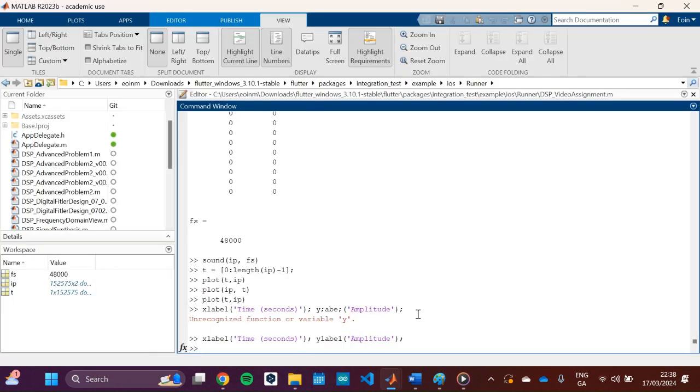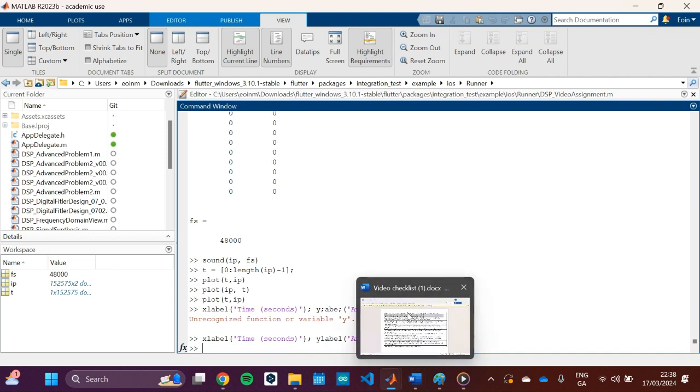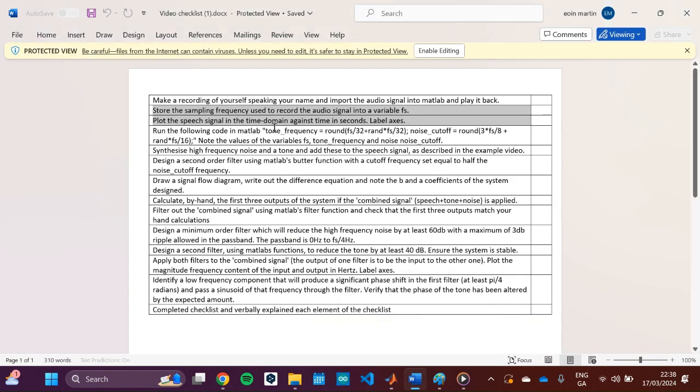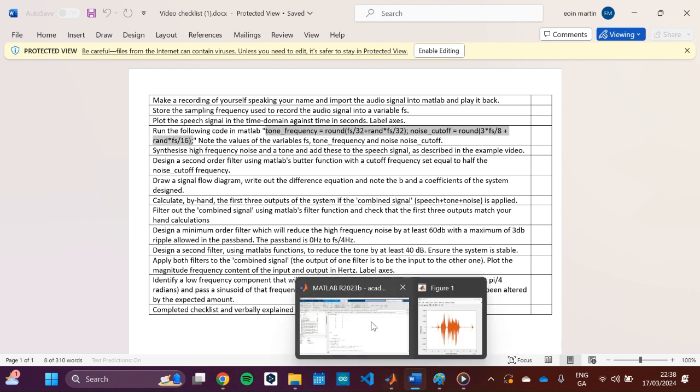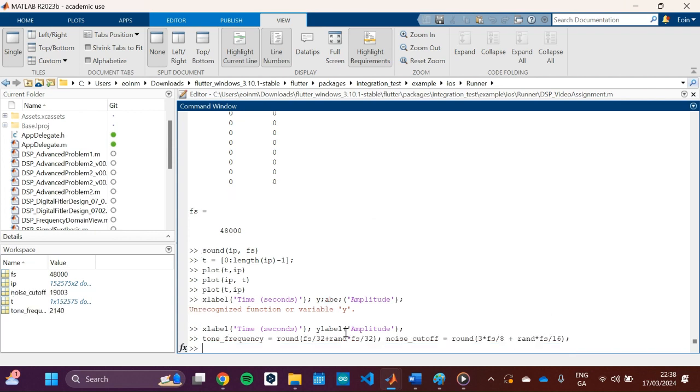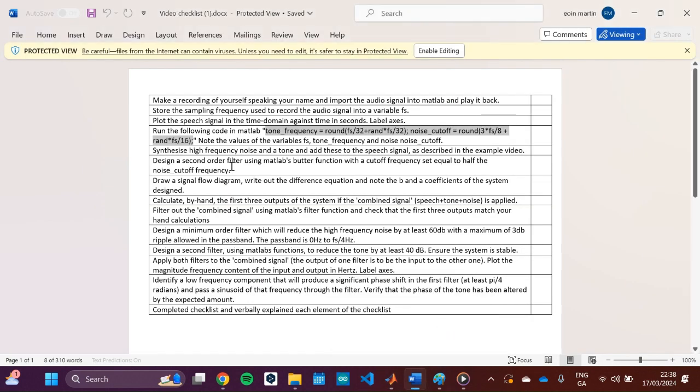I'm just going to double check this is working. I haven't used the software very much, so I'm just making sure. Next part, on the code here. This code is setting the tone frequency and the noise cutoff frequency. Okay, I'll run that code.